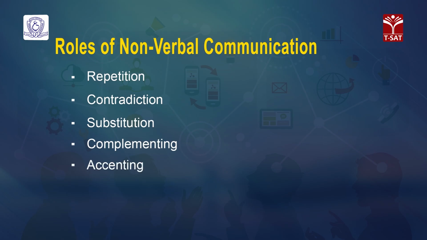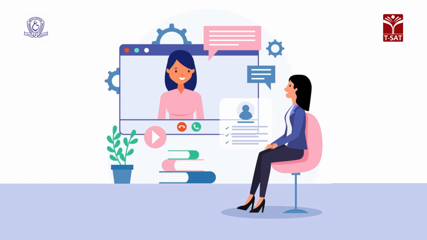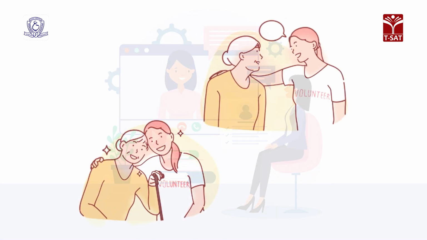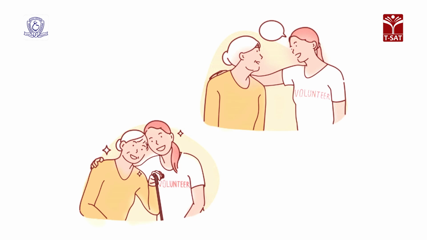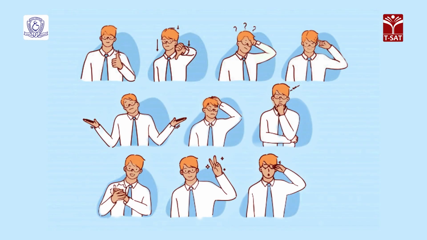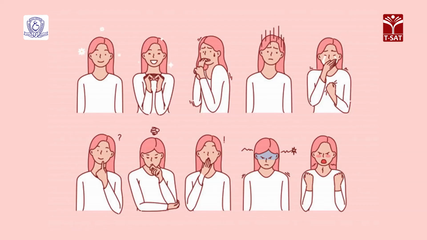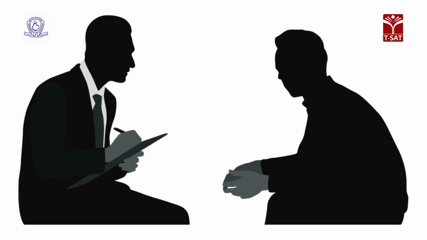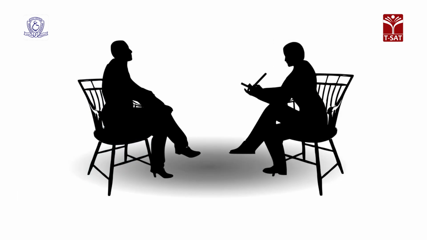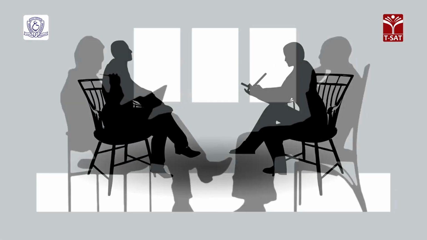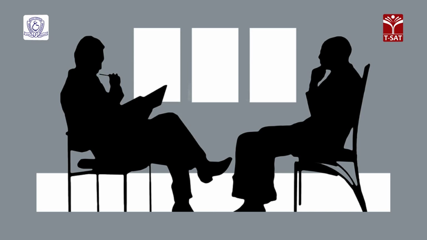5. Accenting. When a person wants to convey a message effectively and stress clearly on some parts of the message, he or she may choose to use nonverbals to differentiate the importance of different parts of the message to be communicated. And lastly, regulation. Nonverbal behavior can be very helpful in regulating the flow of information. For example, a counselor may use his body language by leaning forward to encourage the clients to speak more, and he may choose to lean backward when he wants to pitch in.